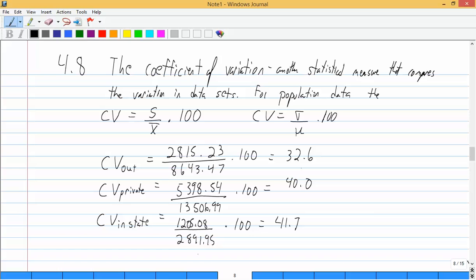All right, and so it's just another way to compare sets of data, the coefficient of variation, by taking out the units. Since you divide by the mean, it takes out the units, and you multiply it by 100, and it gives us this percentage where we can compare the sets of data.